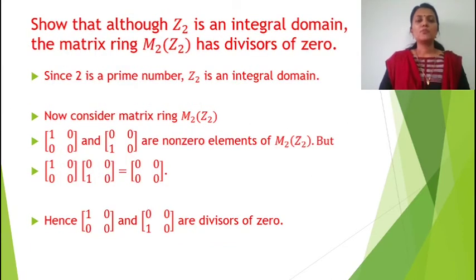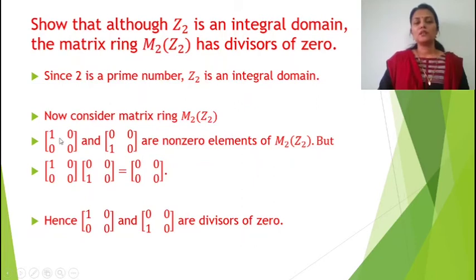Now next problem. Show that although Z2 is an integral domain, the matrix ring M2(Z2) has divisors of 0. Since 2 is a prime number, Z2 is an integral domain by our last corollary: Zp is an integral domain. So now consider the matrix ring M2(Z2).